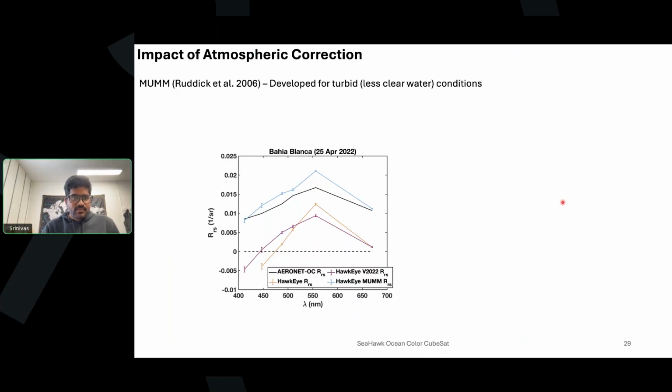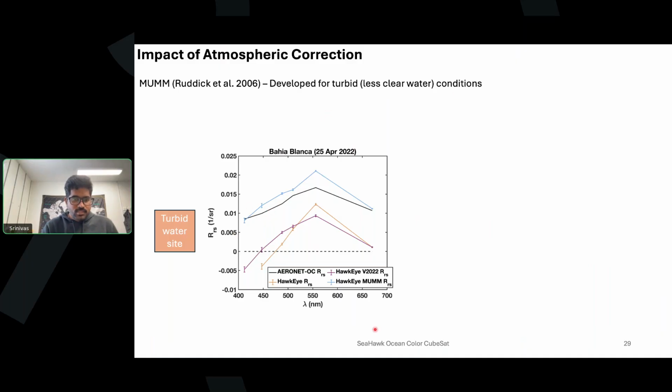In order to understand the impact of atmosphere correction, we took two sites which are representative of coastal and open ocean sites. This is Bahia Blanca, and this is a site in the AERONET-OC network, and this is a turbid water site. As we can observe, there is a peak in the green region in the remote sensing reflectance, and we used MUMM correction, which was initially developed for turbid and less clear water conditions.